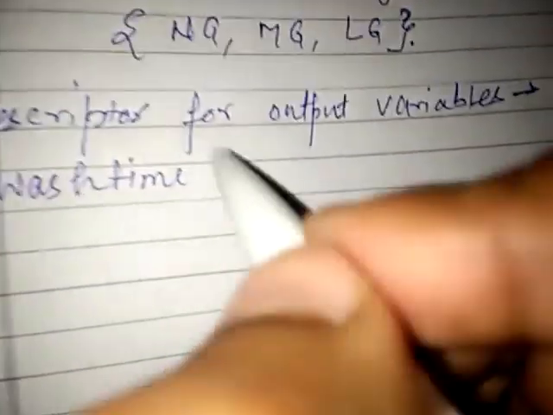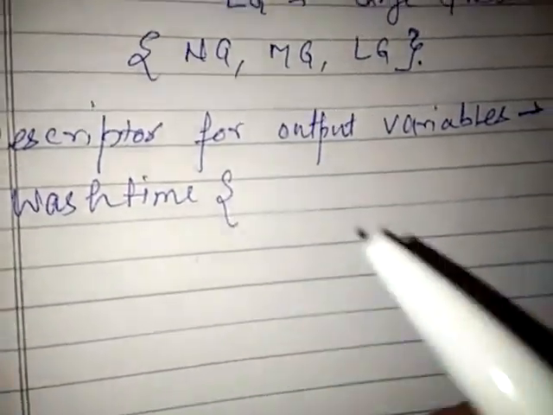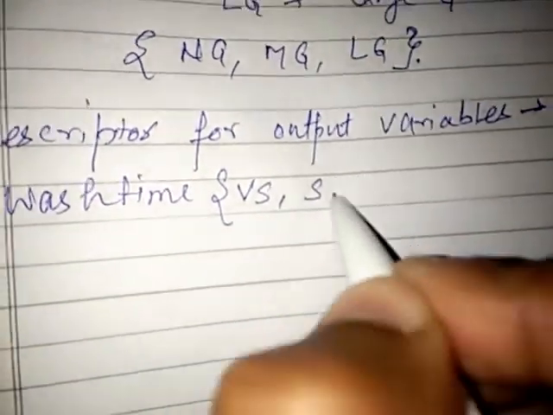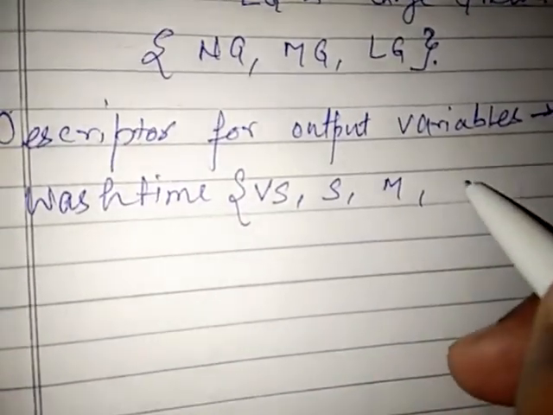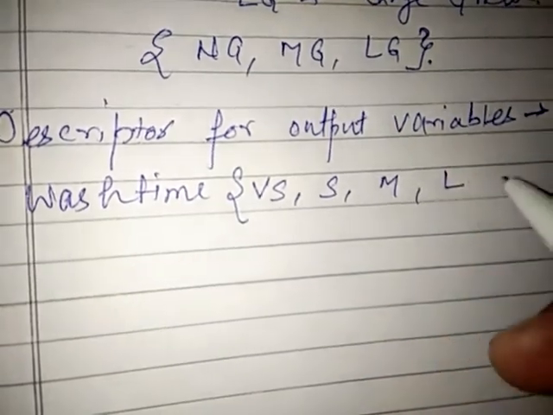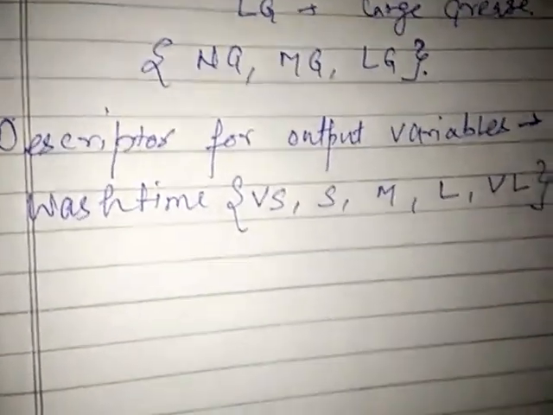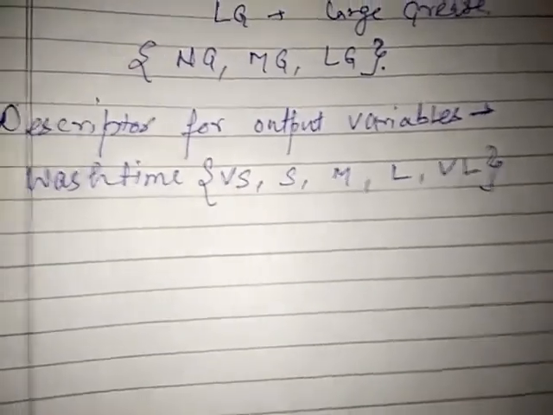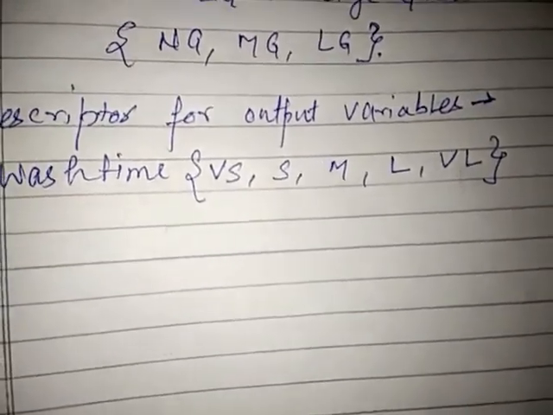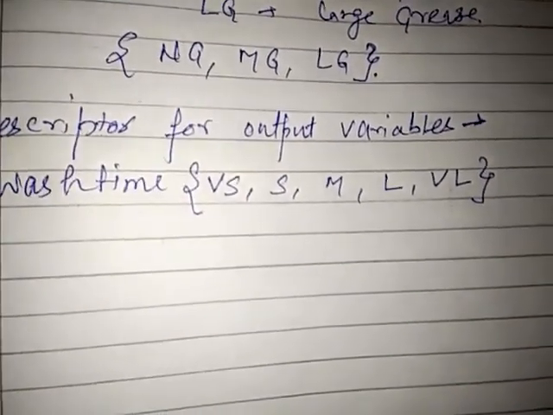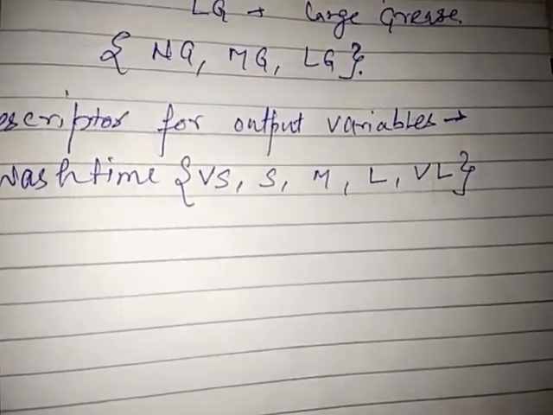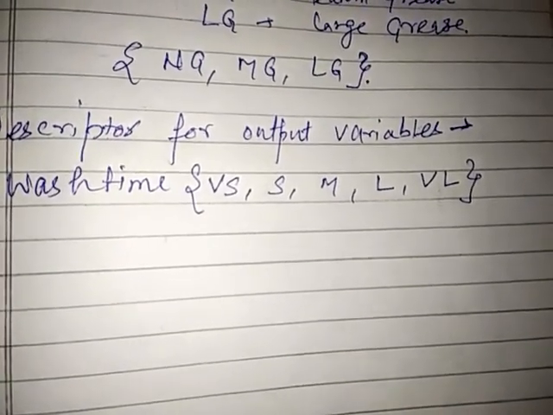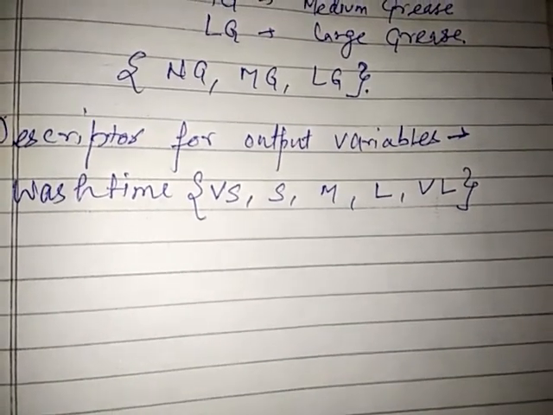Here we give the variable values: very small, small, medium, large, or very large. It depends upon you how you define the descriptor, and that descriptor is defined according to your imagination. It may be 5, it may be 7, 8, 9, or 10. It depends upon the problem, and you can define the number of descriptors according to you.